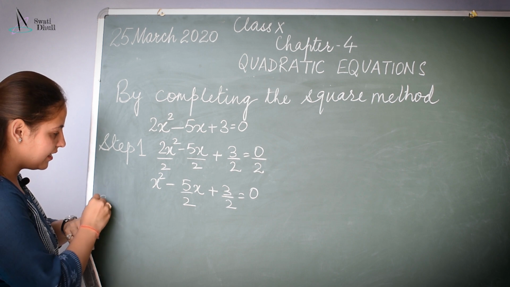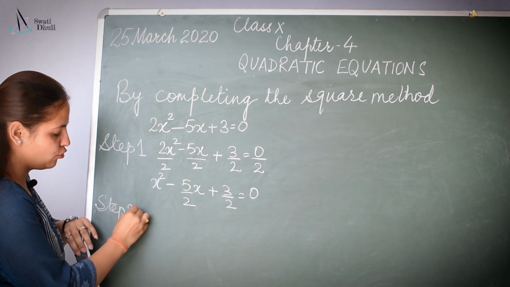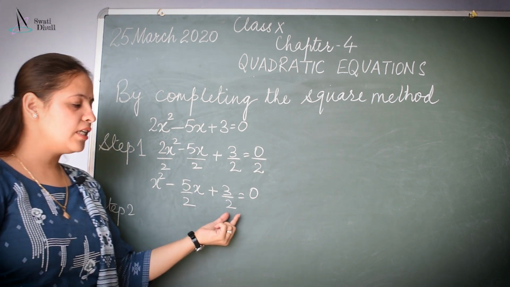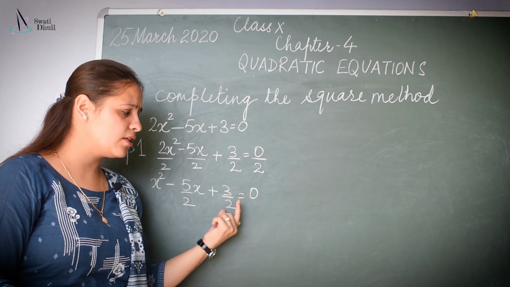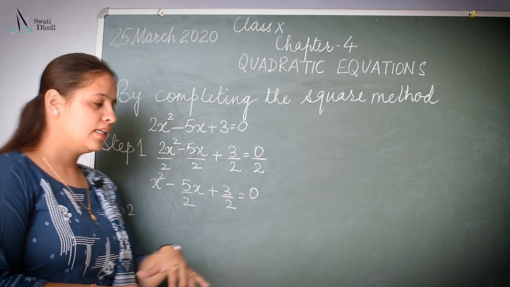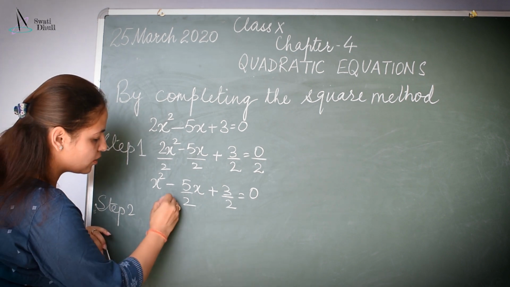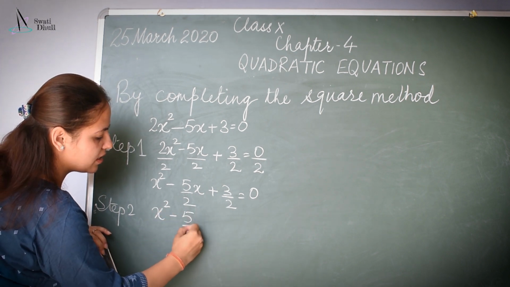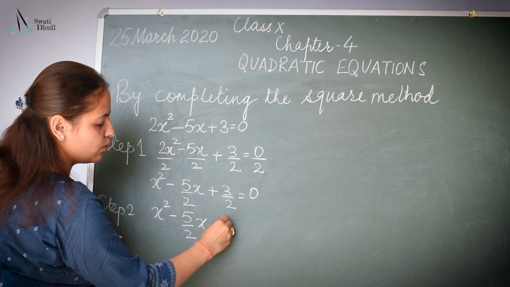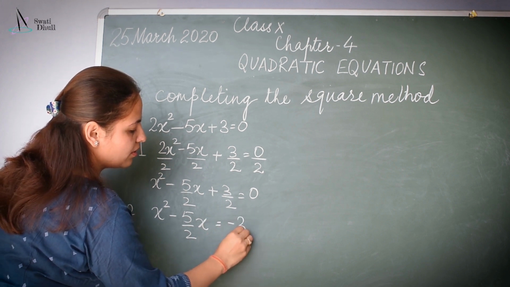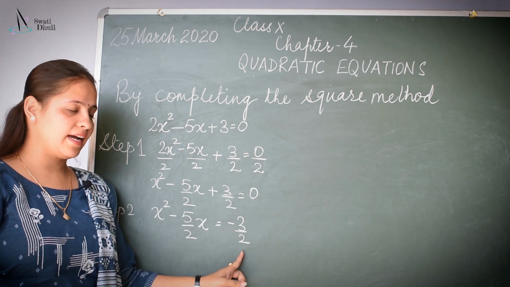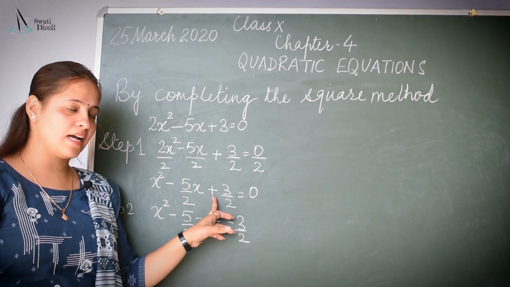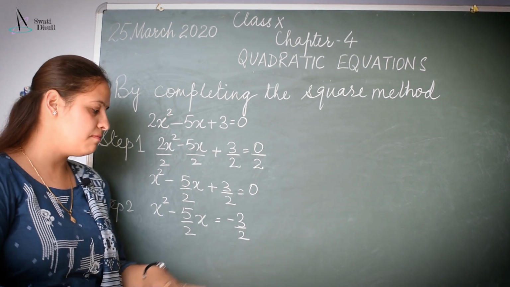Now the second step which you need to remember is you need to take this value to the right hand side, or you can say transpose this value to that side. So x square minus 5 by 2x is equal to minus 3 by 2. Because 0 minus 3 by 2 will become minus 3 by 2, because it is plus, so when I transpose, it will become minus.